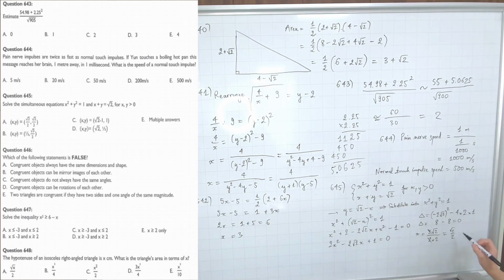And then since y equal to square root of 2 minus x, square root of 2 minus half of square root of 2 is going to be half of square root of 2. So you have x and y are both square root of 2 divided by 2, right? So answer is A. Can you check please? A. Very good.